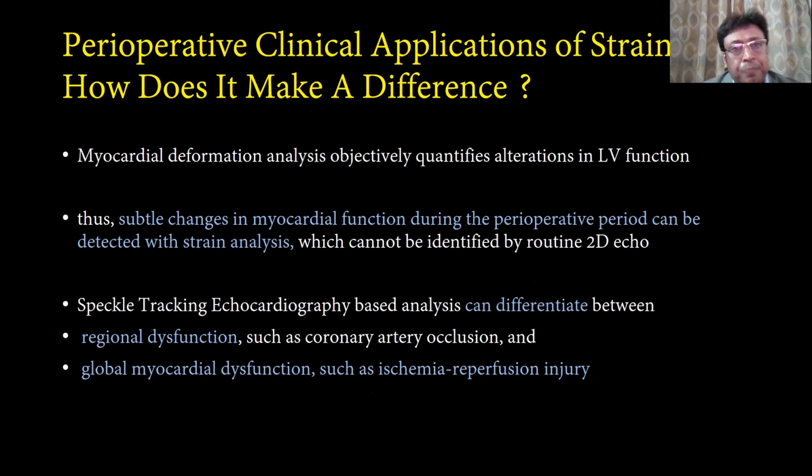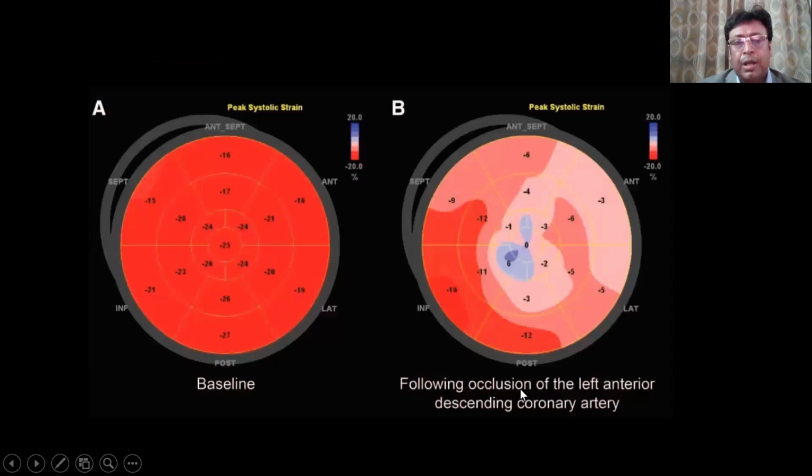So how does strain make a difference in the perioperative period? Speckle tracking echocardiography-based analysis can differentiate between regional dysfunctions such as coronary artery occlusion and global myocardial dysfunctions such as ischemia, reperfusion injury. Now, this is one of the images of a patient whose baseline was normal, and once the left anterior descending artery is occluded, the entire base, mid, till the apex of the LAD territory, which is the anterior and anteroseptal walls, have become pale, and there's hypokinesis over here.